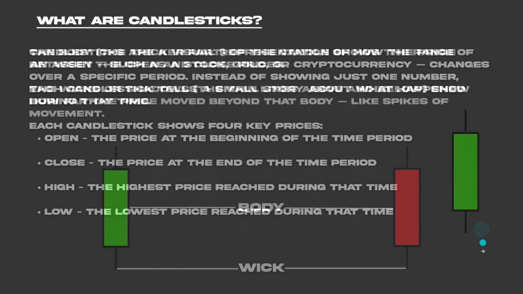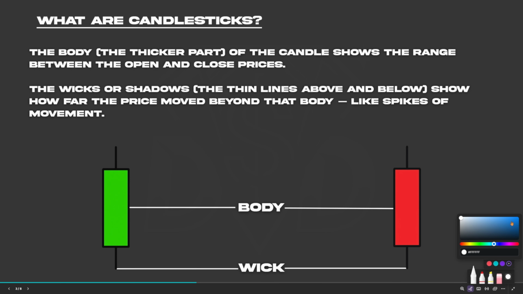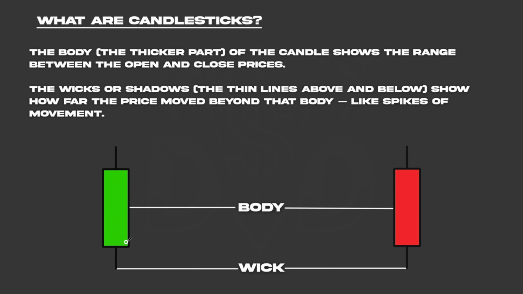So a candlestick actually has two parts, and the two parts are the body, which is the big bold part of the candlestick, and then it has the wick, which is the small tiny part. So these are the upper and lower wicks here, and this is the entire body of a candle. As you can see, it can be represented either with a big green candle, which means go up, or a big red candle, which means go down.